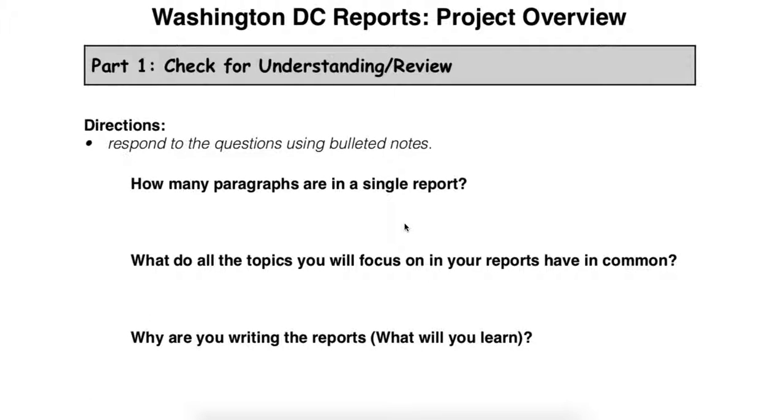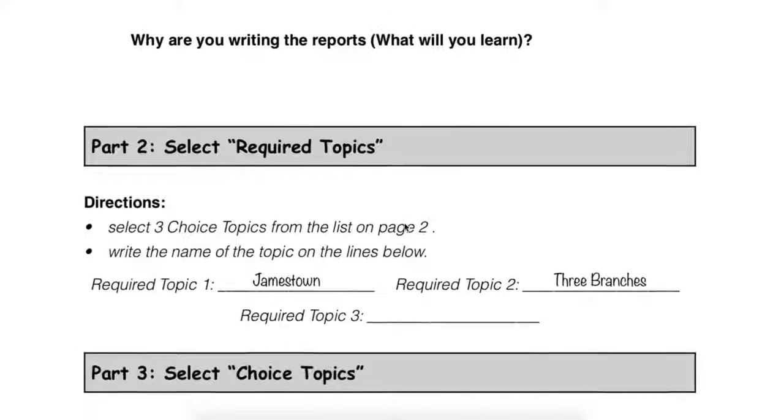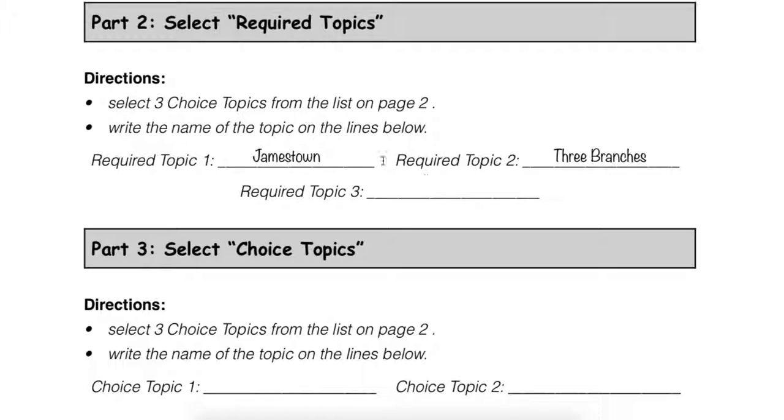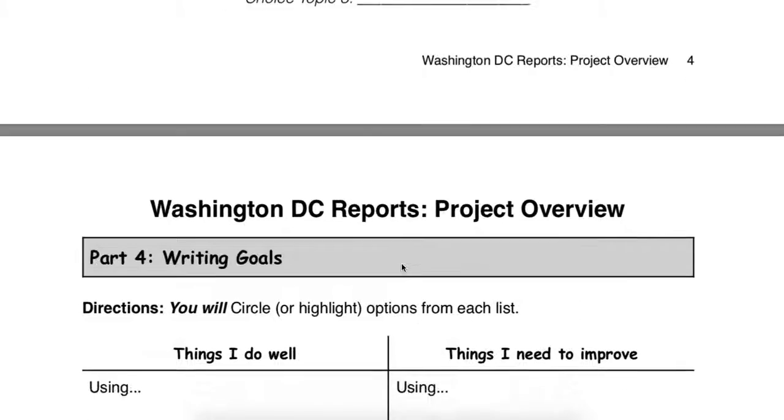This part of the overview we will complete in class. Basically, it's going to check if you have your basics down. And then we also did this in class where you looked at the required reports and you were able to choose one of the 4 important Americans, and then you brainstorm some of the choice topics you already wanted to do based on a presentation I gave you.